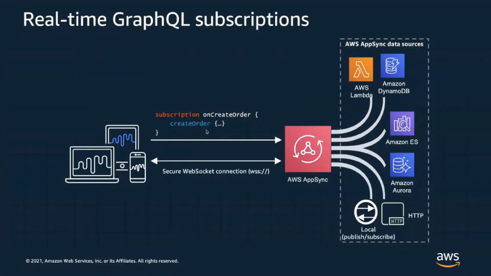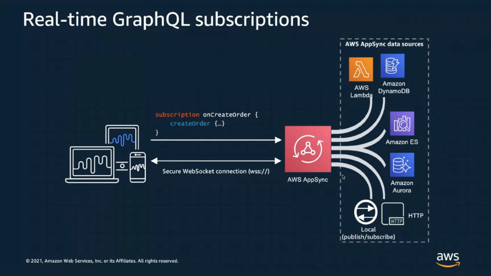Let's talk about real-time GraphQL subscriptions. So I mentioned in the beginning that subscriptions are triggered when a mutation is processed in the AWS AppSync system. So this is how it works. Your client subscribes to subscriptions. You can see here, subscription on create order, send me back the information that was created, right, when the order was processed. So you subscribe to this subscription, and then your client sets up a pure WebSocket connection, a secure WebSocket connection with AWS AppSync.